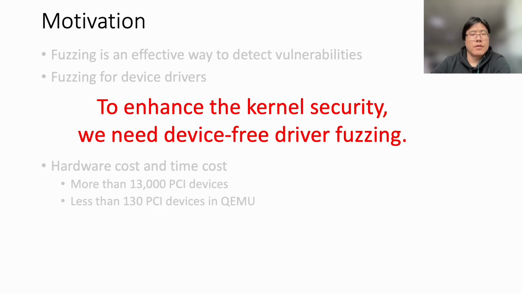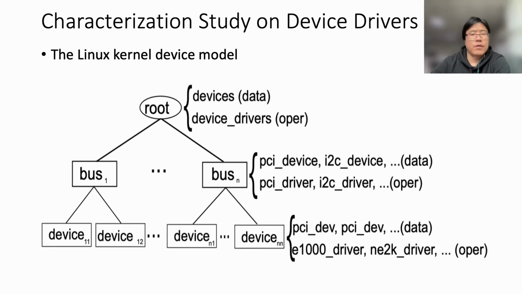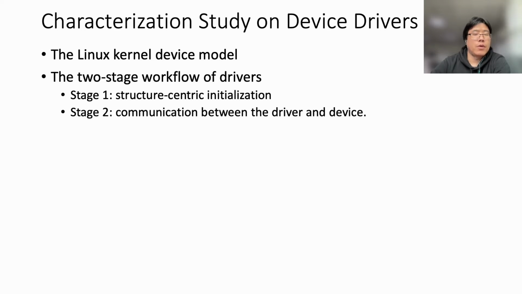Therefore, to enhance the kernel security, we need device-free driver fuzzing. Is that feasible, and how to do that? To know if device-free driver fuzzing works, we first study the characteristics of device drivers. After study, we found that the development of device drivers follows the Linux device driver model. This model is tree-like, and each node represents a device, which contains two important data structures. One records various data information of the device, and the other records the various operations supported by the device.